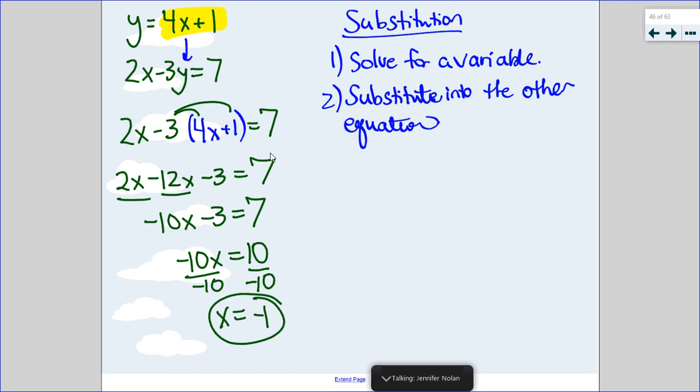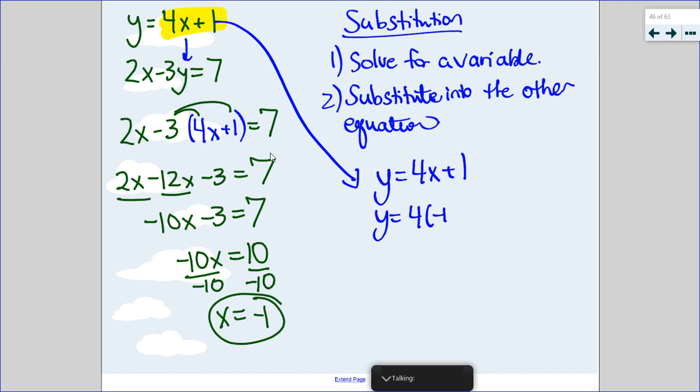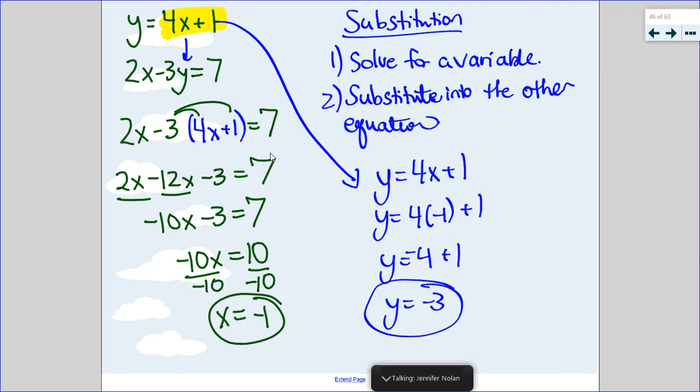And then once you have x, you can find y. I like, again, the equation y equals 4x plus 1. We're just going to plug in negative 1 for x. Okay, so again, we get x comma y, if we want to write it as an ordered pair, is negative 1, negative 3.